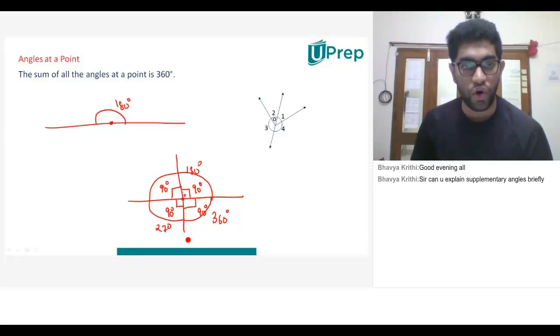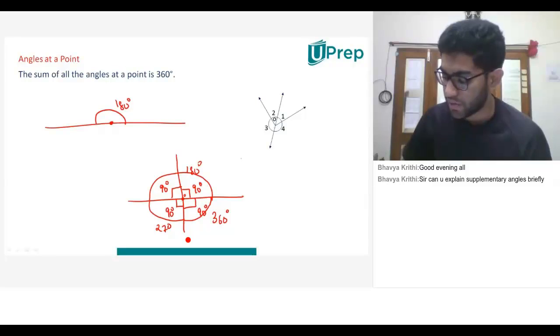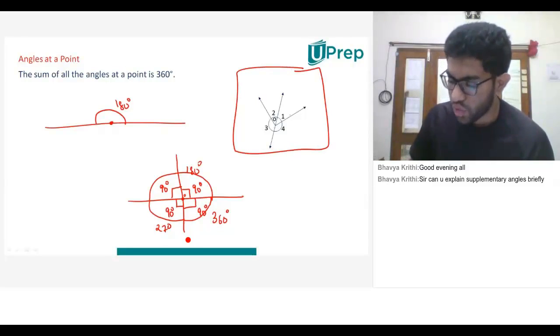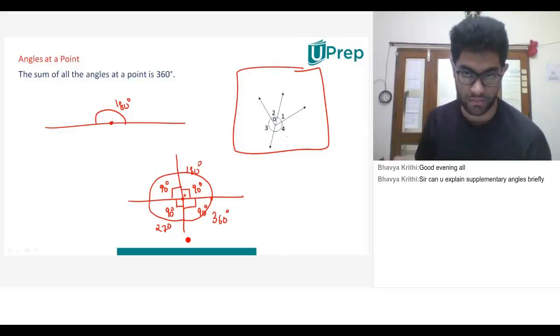It says the sum of all the angles at a particular point, however the lines might be. Now here it was even. Everything was 90, 90, 90, 90. But if you look at this diagram on the right hand side, do we know what angle 1, angle 2, angle 3 and angle 4 are? Do we know what the actual measurements are? No. But what is the one thing that we know?